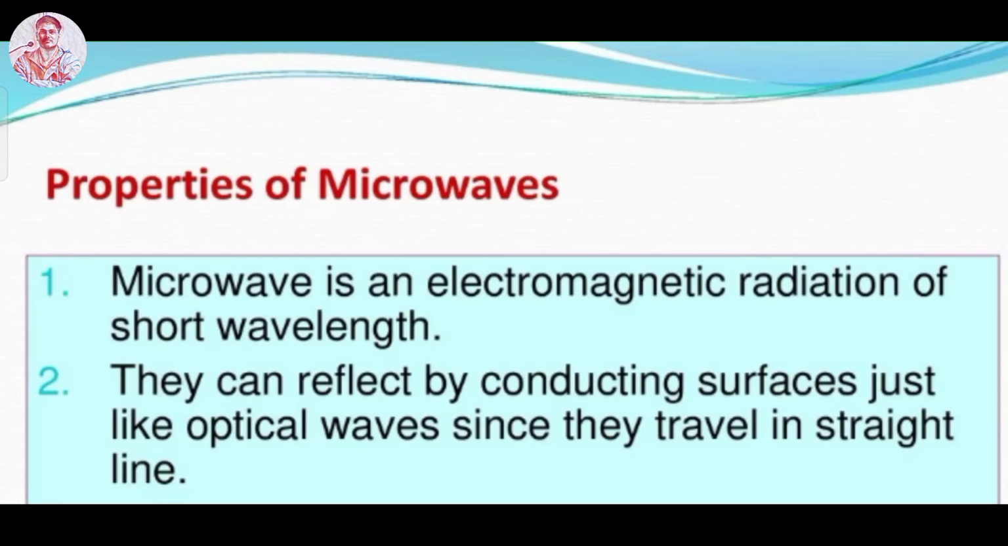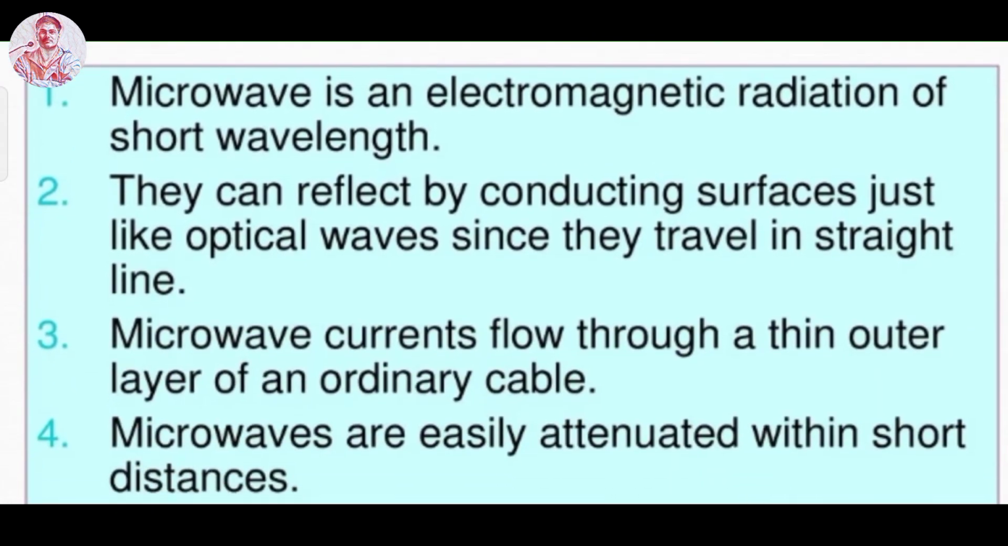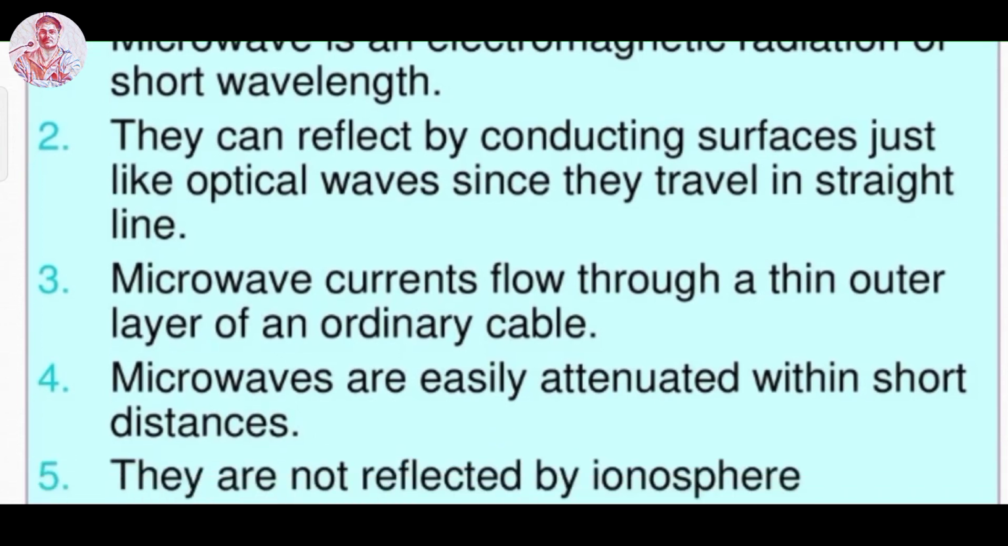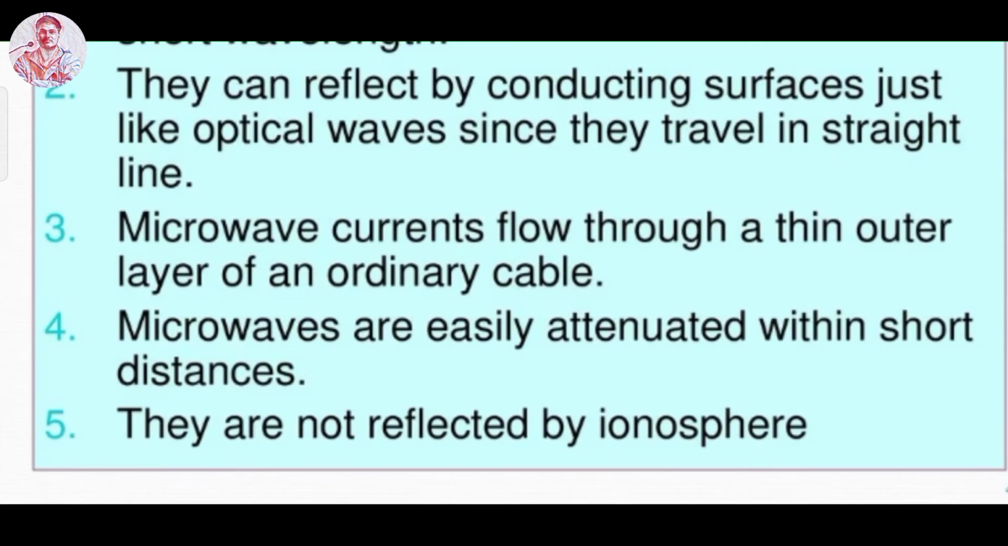Now we'll see the properties of microwaves. The first property is that microwave is electromagnetic radiation of short wavelength. They can be reflected by conducting surfaces just like optical waves, since they travel in a straight line. The third property is that microwave current flows through a thin outer layer of an ordinary cable. The fourth property is that microwaves are easily attenuated over short distances. The fifth property is that they are not reflected by the ionosphere.